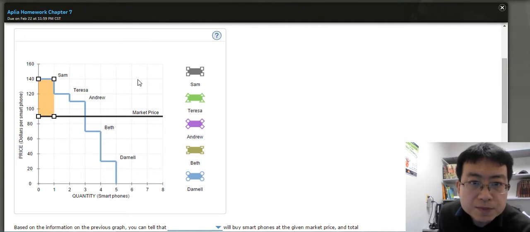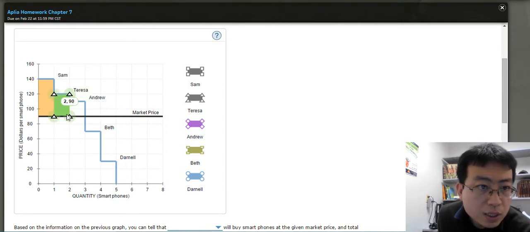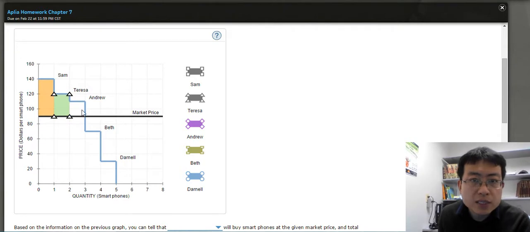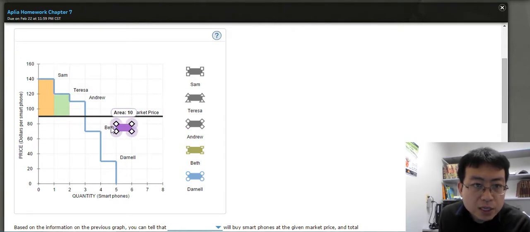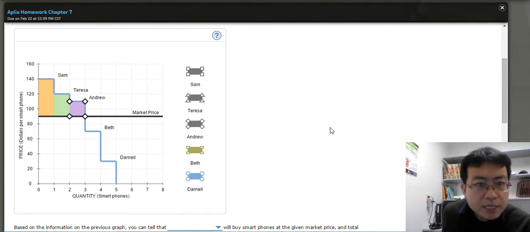surplus. And then for Teresa, the maximum price will be $120, so go from $120 to $90. That's her consumer surplus. And then Andrew's maximum willing to pay is $110, so his consumer surplus will be $20. Now, for Beth, she is willing to pay $70 for this smartphone. That's too cheap. The market price is $90, so she wouldn't buy this phone. For Beth, there is no consumer surplus because she didn't buy.